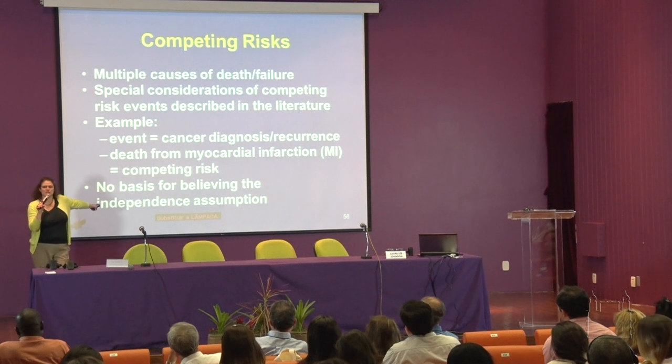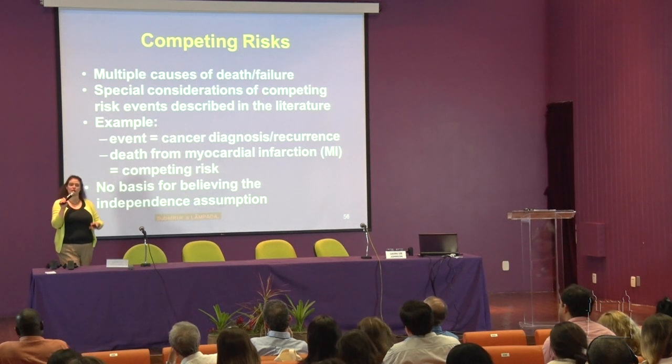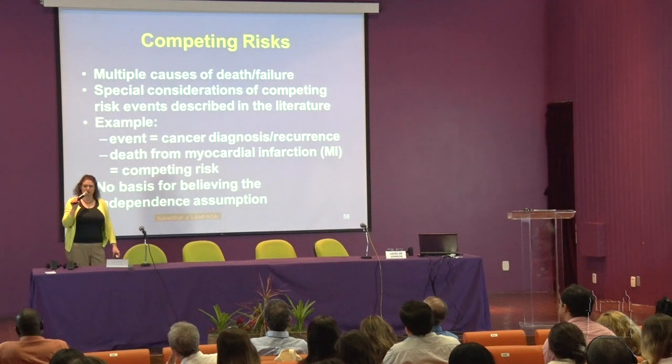How do you handle this? If all I look at is time to cancer death, time to cancer recurrence, I'm going to miss this other awful thing that's happening to them. Now, I do think it's worthwhile to let the women know what their options are. But there is really no basis for believing the independence assumption. Somebody can say, well, you censor them. They have left the study for reasons other than the events you cared about. Except they're tied together, so I can't believe that I have independence here.